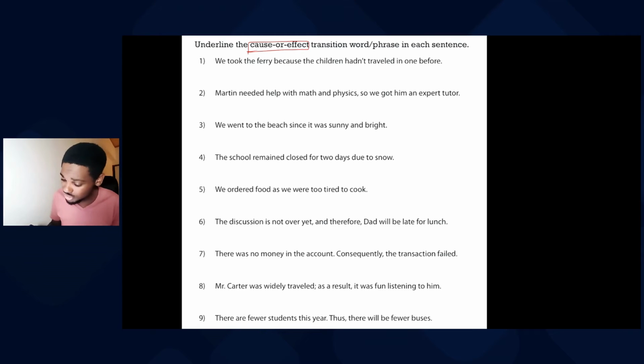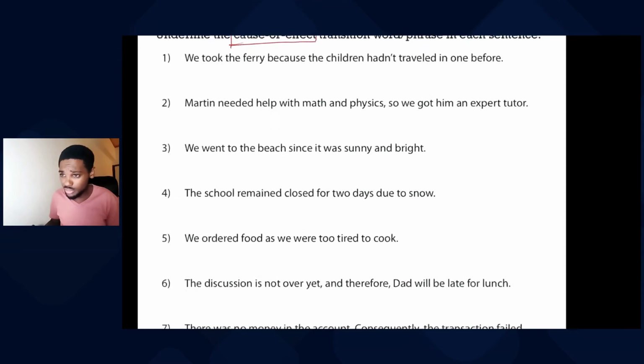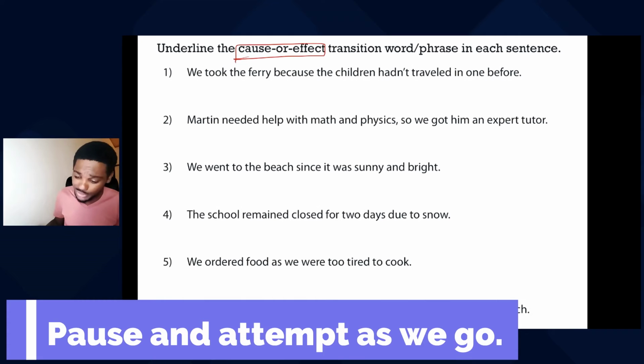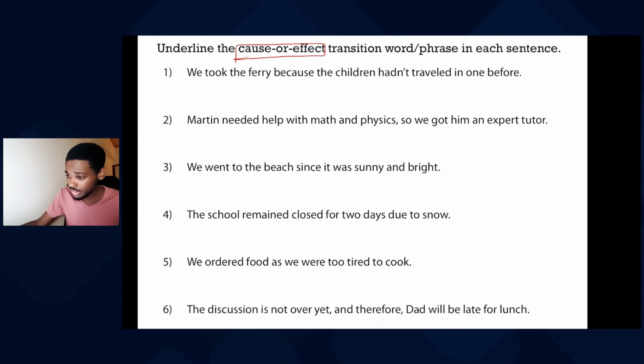This should be super easy because we've been doing harder things. We only have 10 of these. So number 1, where is the transition showing cause / effect? We took the ferry because the children hadn't traveled in one before. This is easy. Elementary school stuff, super easy. All right, easy. Because number 2, Martin needed help with math and physics, so we got him an expert tutor.